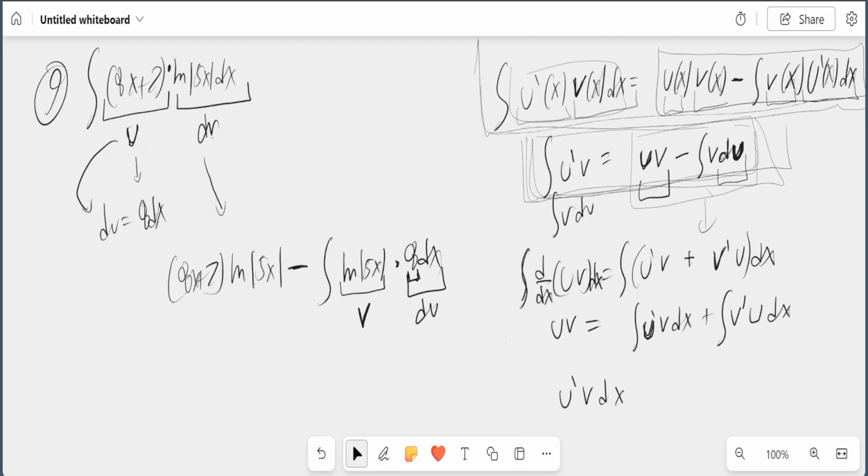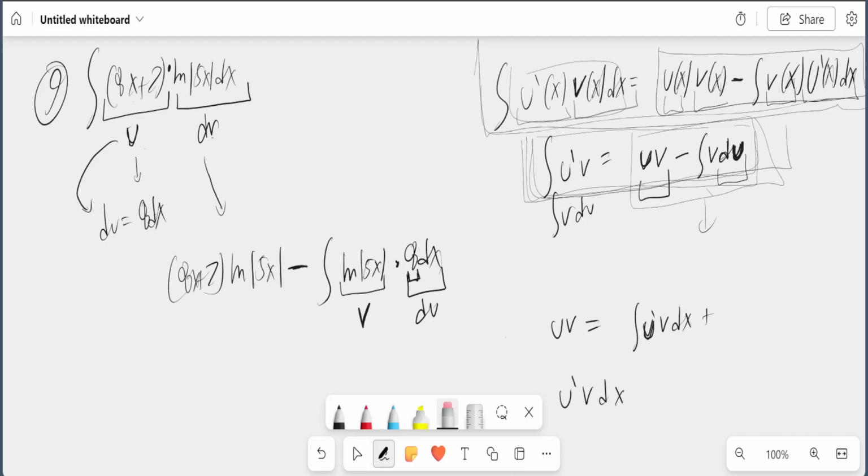All right, I see it now. And then u' dx is du as well. Yeah, that makes sense. So then for problem number 9, it'd be the two functions: (8x plus 7) ln 5x minus the integral of ln 5x times 8 dx, because it's v du, and du is 8 dx. Okay, yeah, that makes sense.